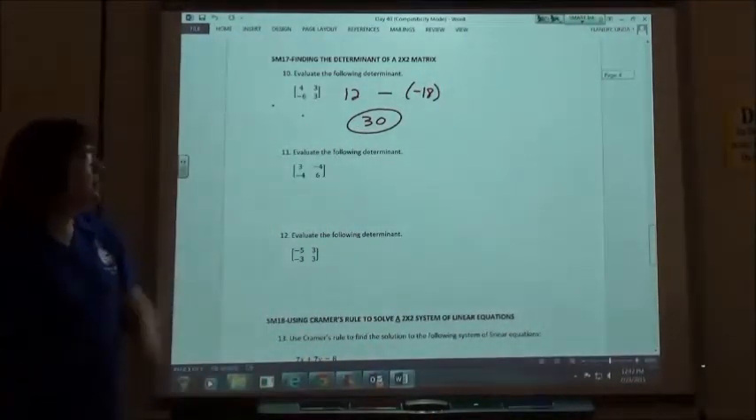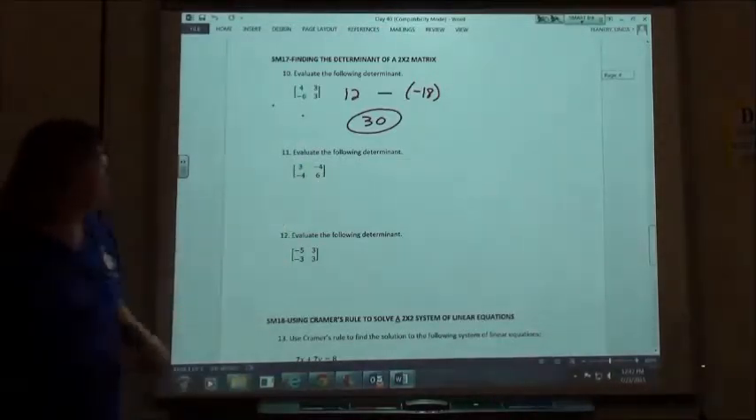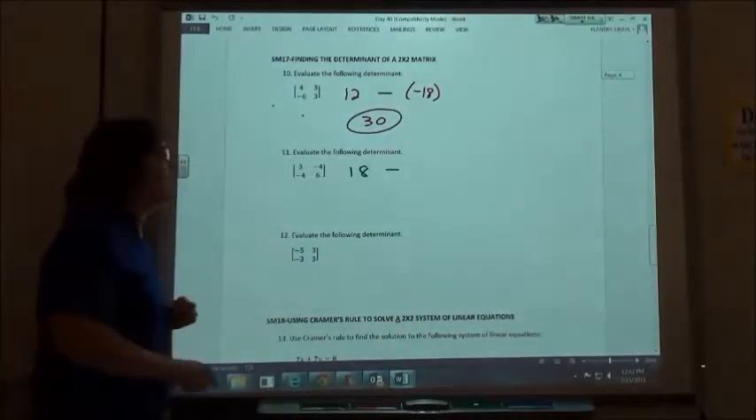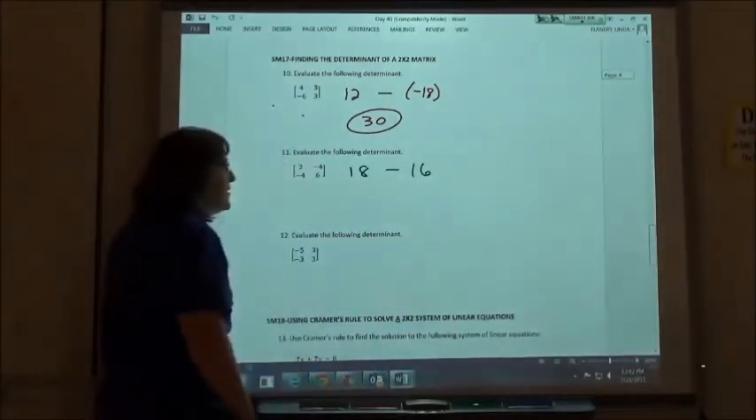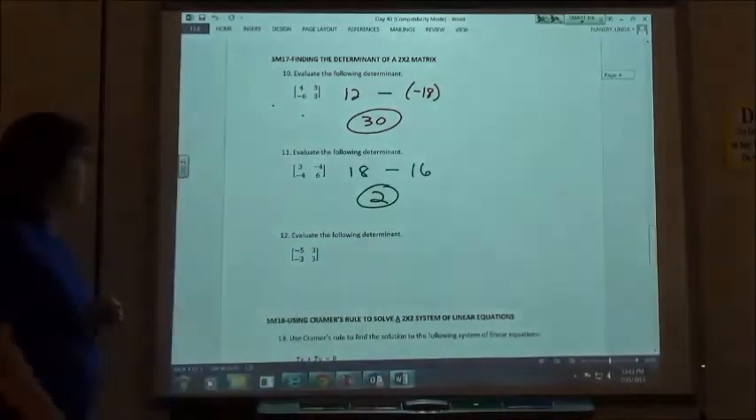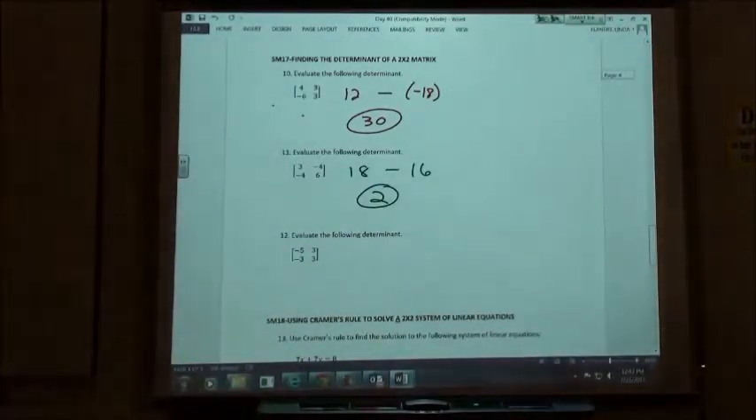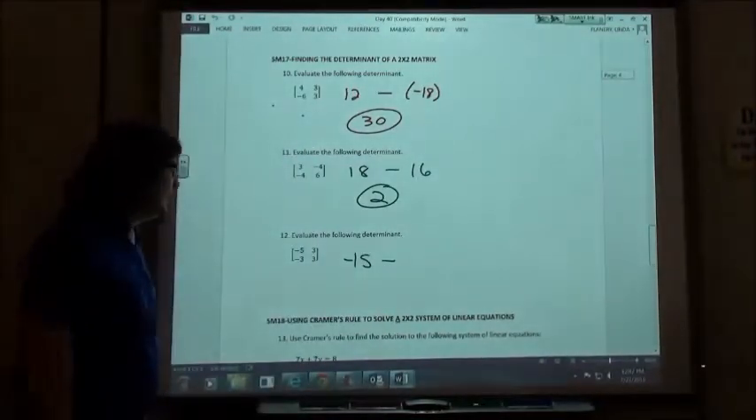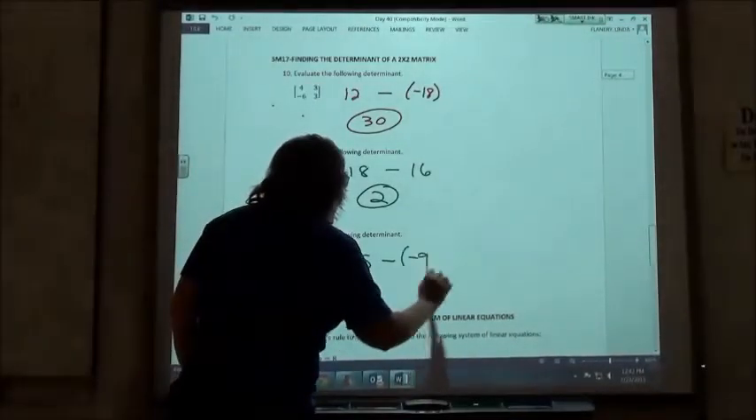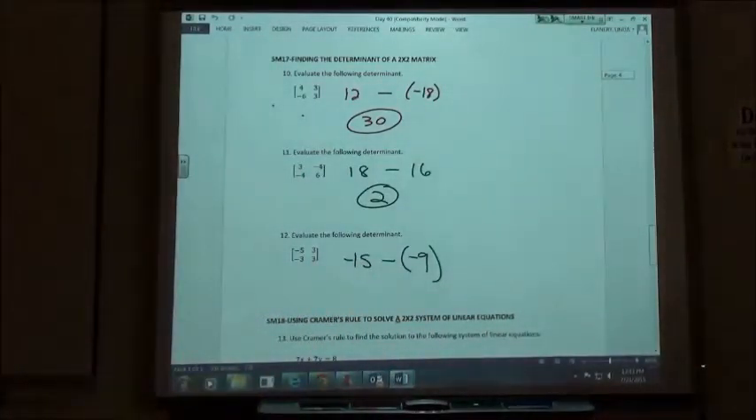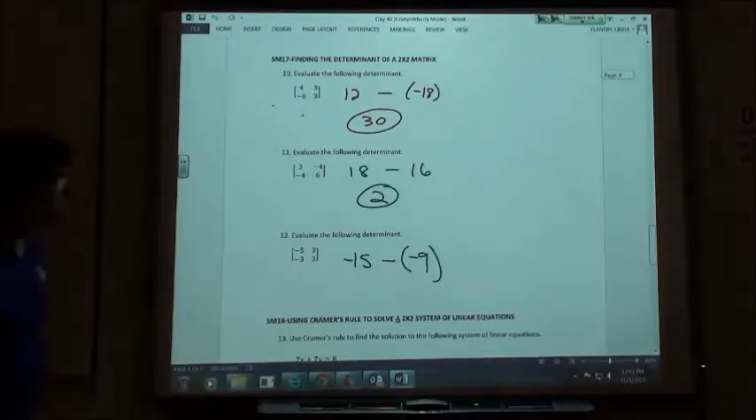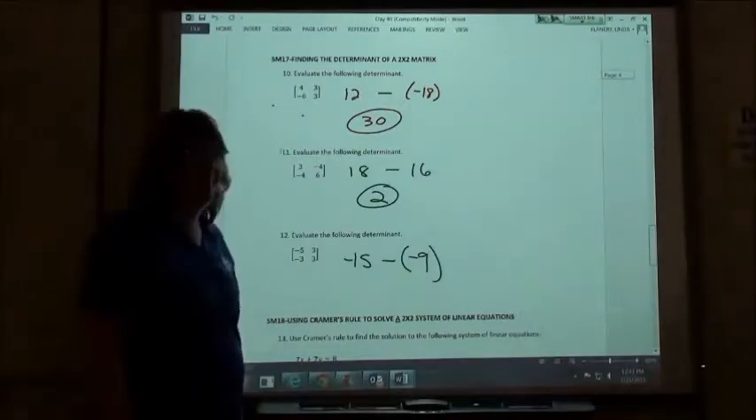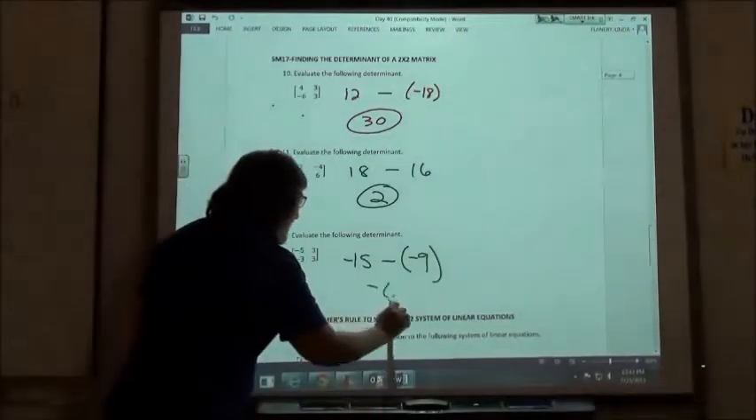So on number 11, 3 times 6 is 18. I'm going to subtract -4 times -4, 16. So my answer is 2. Number 12, we're going to have -15. We're going to subtract -9. So -15 minus the -9 would give me, try that again, -6.